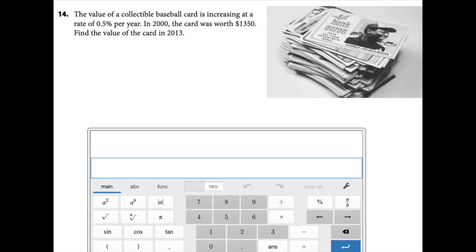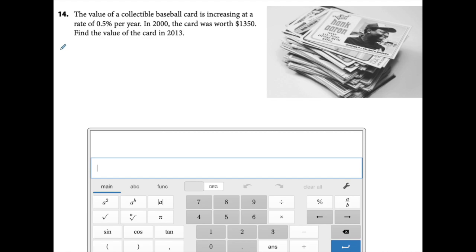So here we go, and as you can see here, I'm using my Desmos scientific calculator because this is really all I'm going to need to be able to do this problem. So this will be one for me to do. The value of a collectible baseball card is increasing at a rate of 0.5% per year. In 2000, the card was worth $1,350. Find the value of the card in 2013.